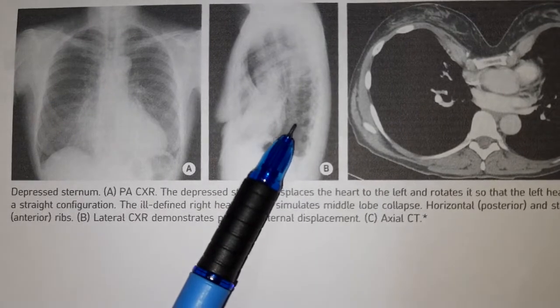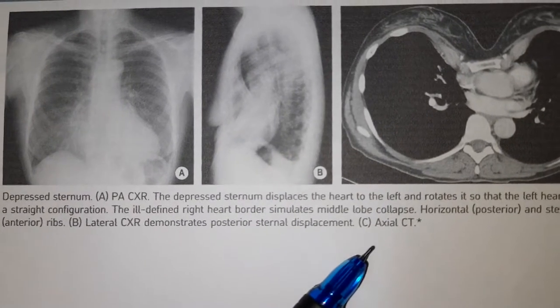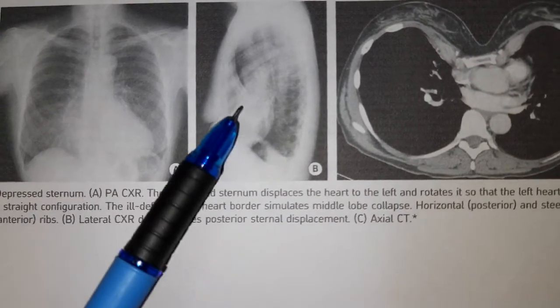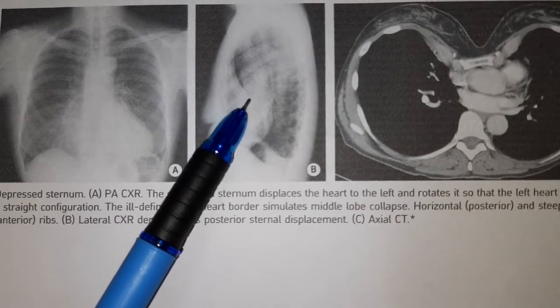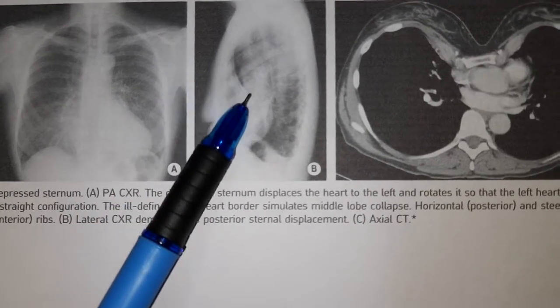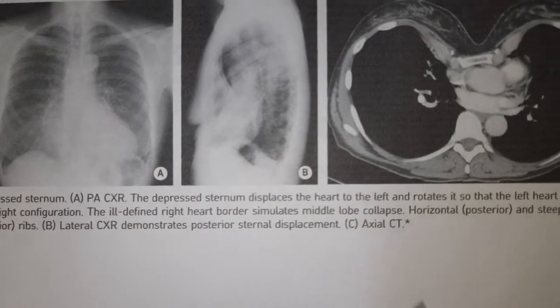This is the lateral chest x-ray which is showing depressed sternum. Here you can see the depressed sternum. This one, here you can see the depressed sternum.